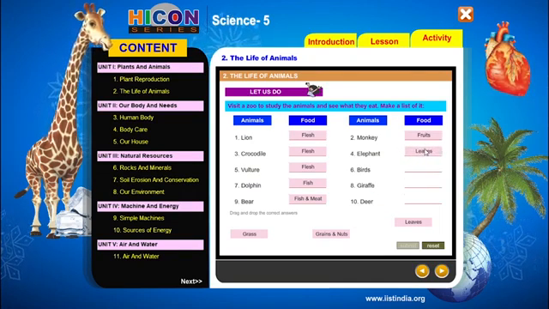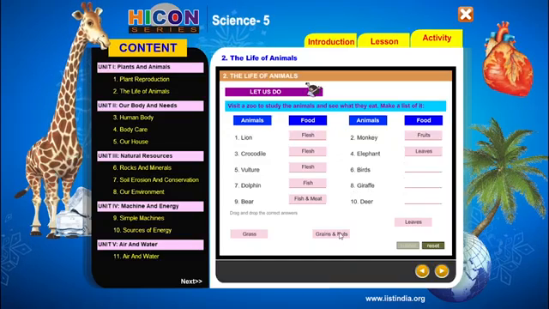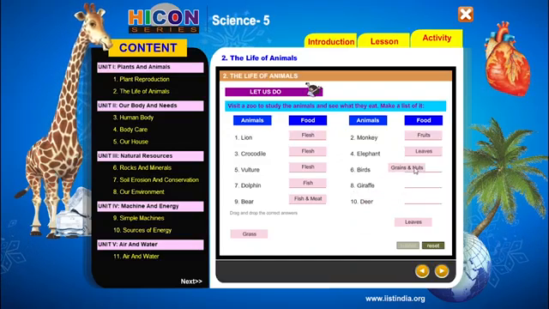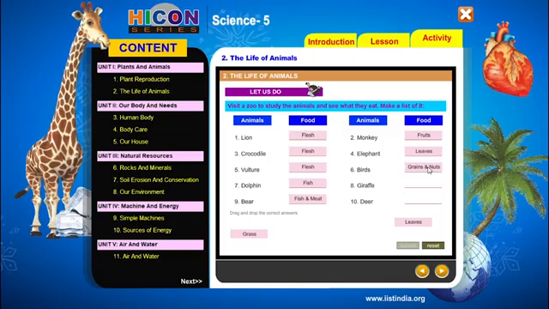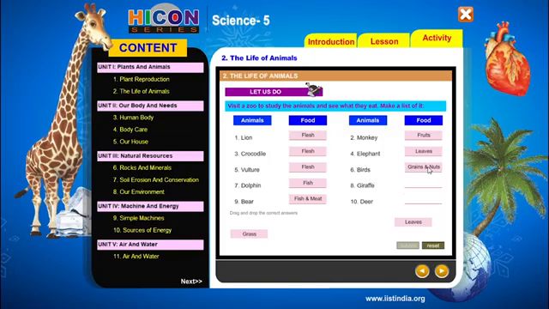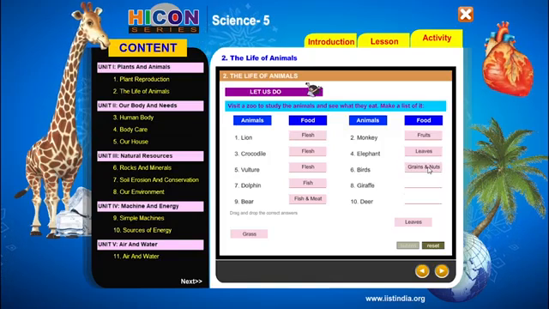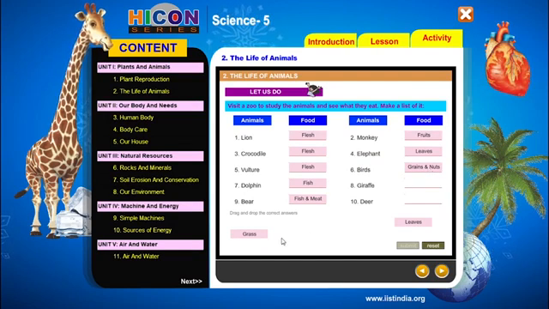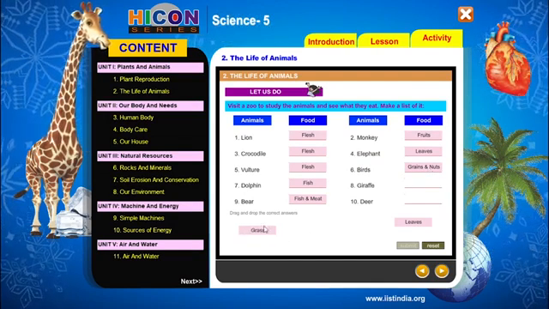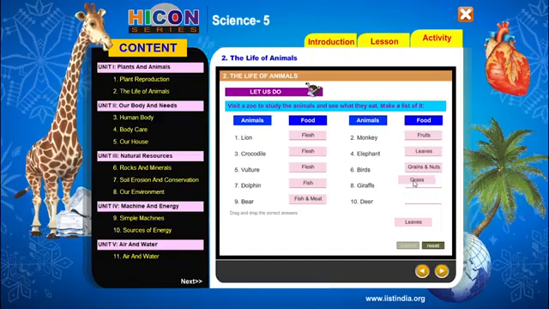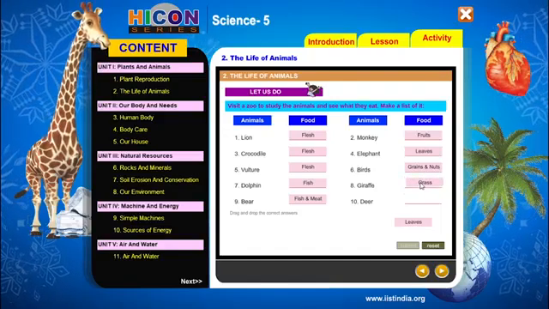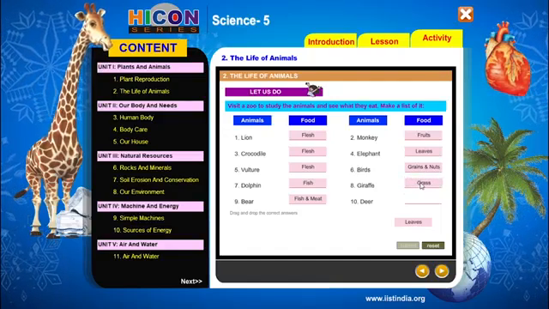Next, birds. So birds will eat grains and nuts of the plants. So the food of birds is grains and nuts. So write grains and nuts for the birds. Next, giraffe. So giraffe will eat grass. The food of giraffe is grass. So write grass in the blank provided for the giraffe.